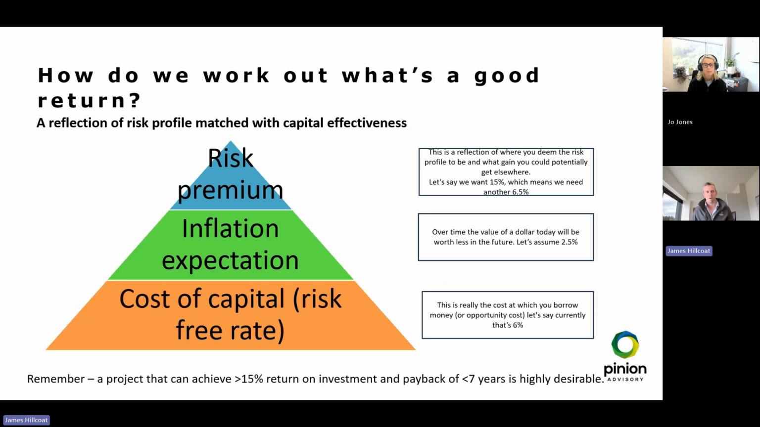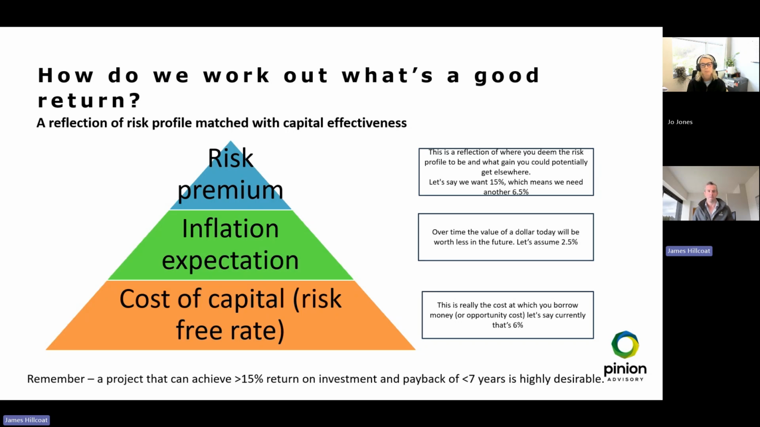So when we're making up a hurdle rate of return, we've got the first step, which is cost of capital, also known as a risk-free rate. And this is really the cost at where you borrow money from your bank, or it's an opportunity cost. So if it's cash, we could also have that invested somewhere. But for all intents and purposes, let's say this current risk-free rate is 6%.